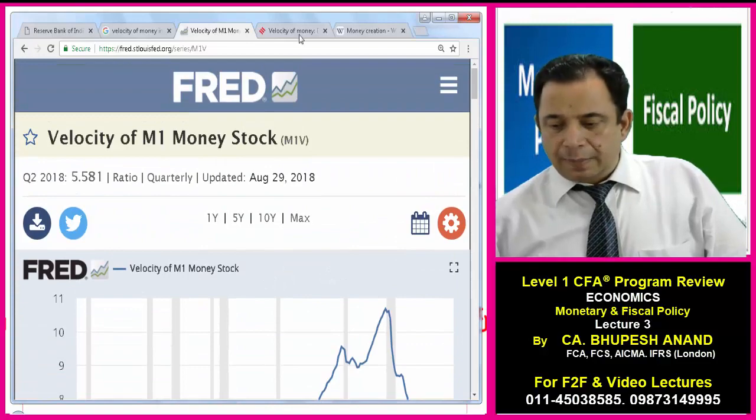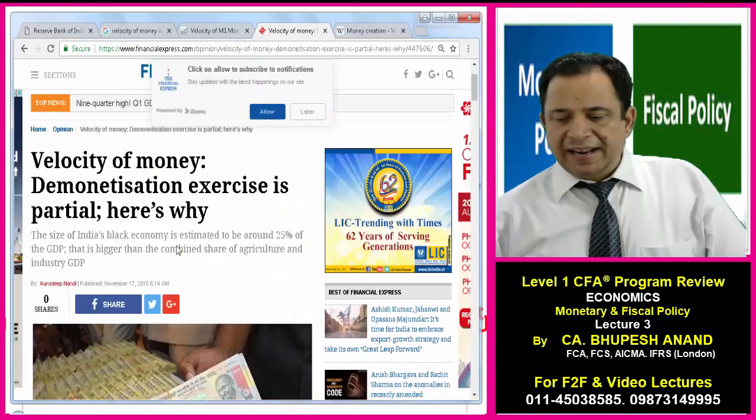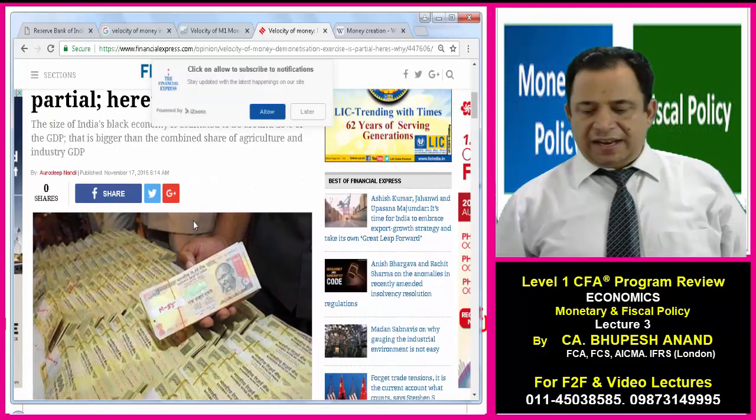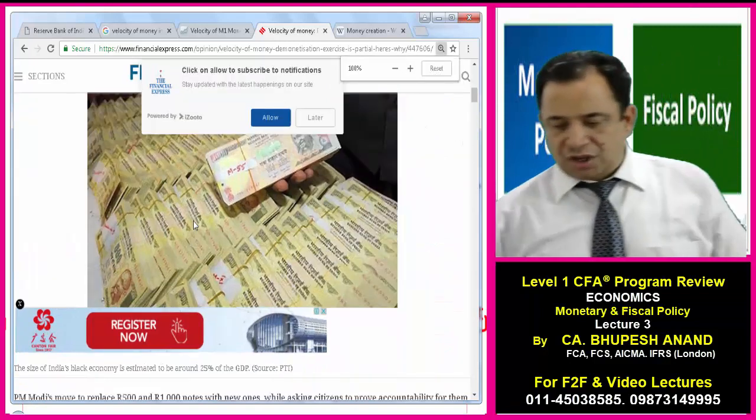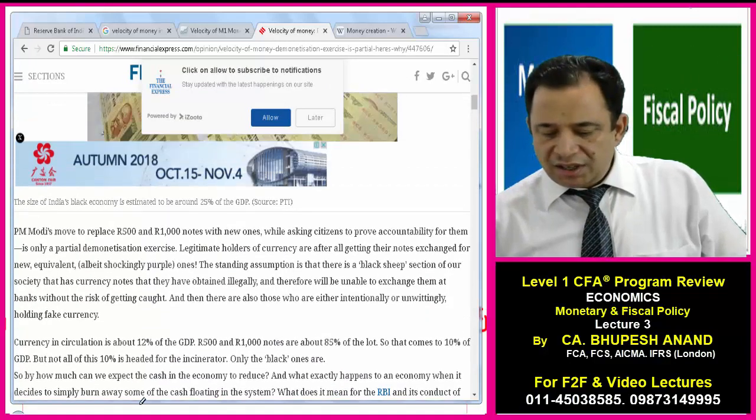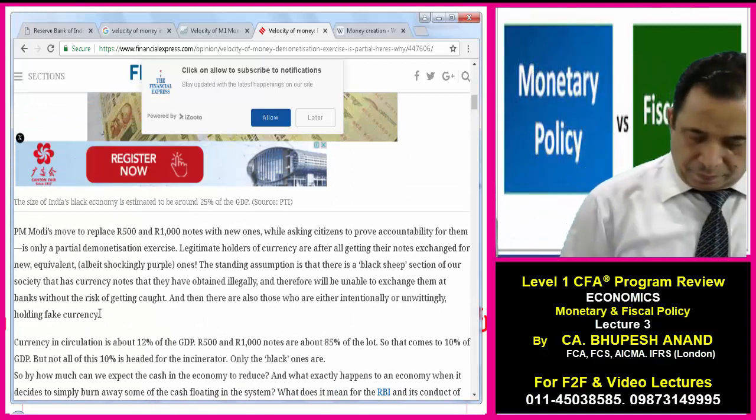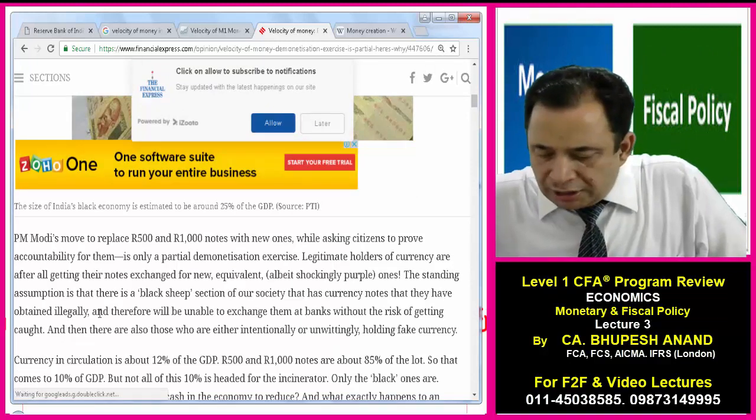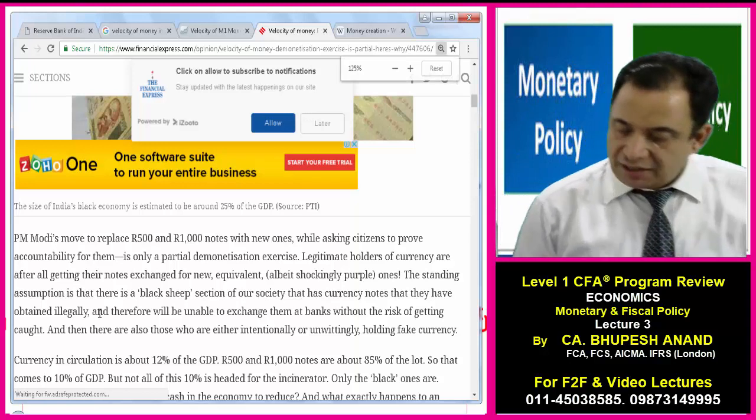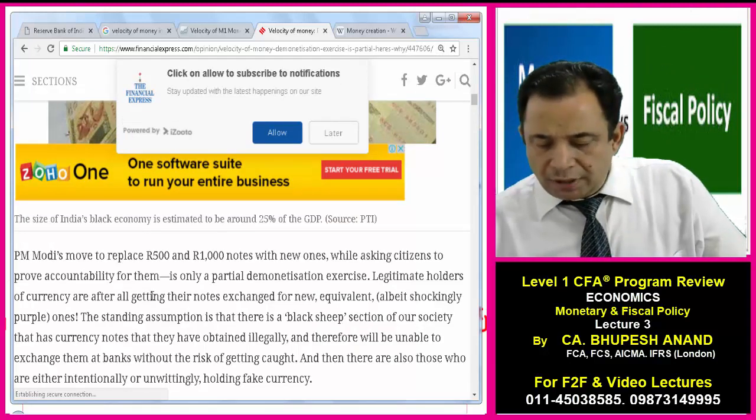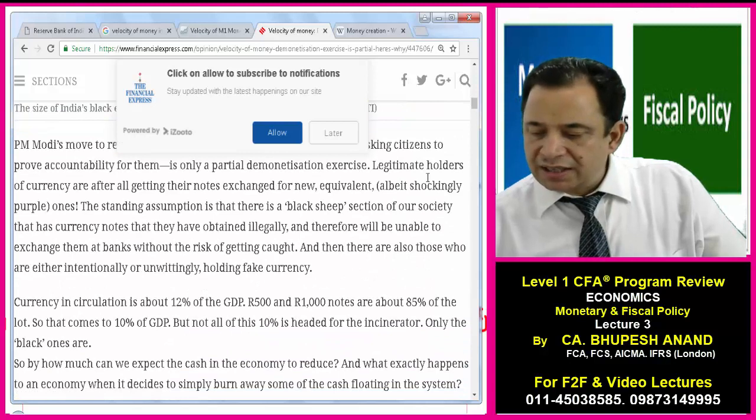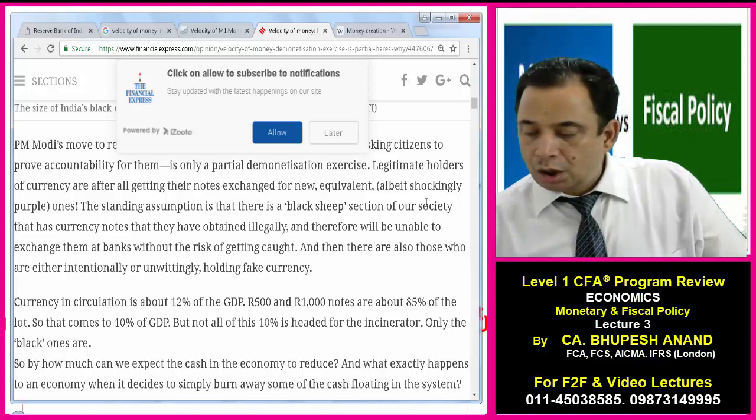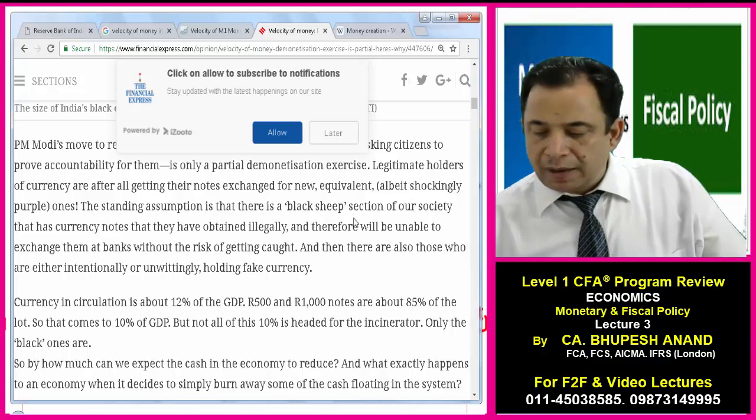Now this is for America, and I want to show you for India what the velocity of money is after the demonetization exercise, which is partial. Here is why: how many hands it is exchanged through before it reaches the bank. Prime Minister Modi's move to replace the 500 and 1000 notes with new ones while asking citizens to prove accountability is only a partial demonetization exercise. Legitimate holders of currency are, after all, getting their money exchanged for new.